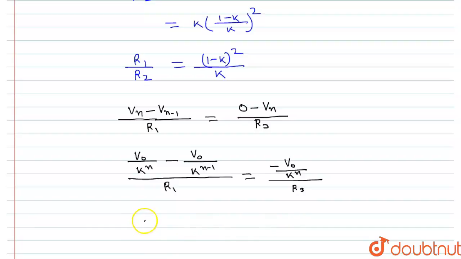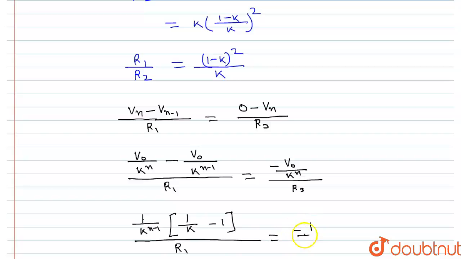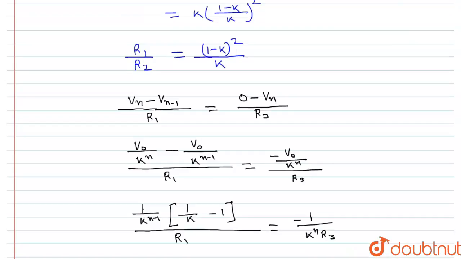So from here we can write, and from here we can take common 1 by k to the power n minus 1 in the numerator. So this is equal to 1 by k minus 1, divided by R1 is equal to minus 1 by k to the power n into R3. Clear.